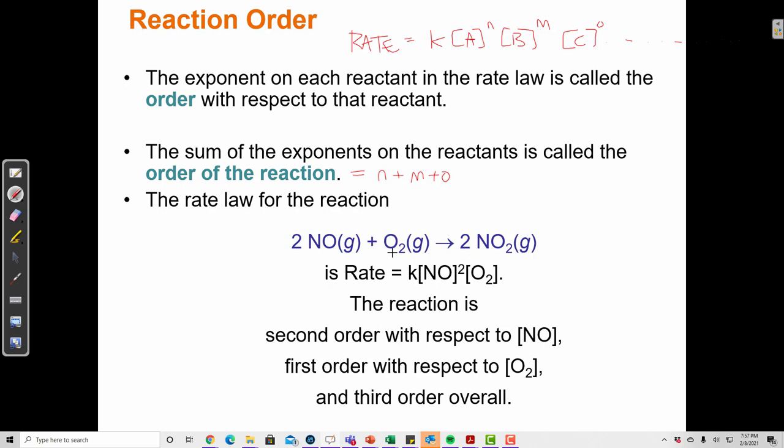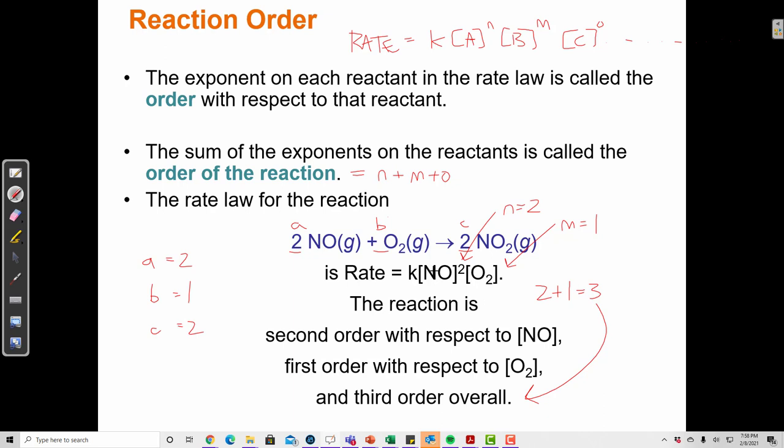2NO plus O2 makes 2NO2. The rate law is second order with respect to NO, and it's first order with respect to O2. So in this case, n equals 2 and m equals 1. And the overall order is 2 plus 1 equals 3, third order overall. So this is little a, and this is little b, and this is little c, right? So little a equals 2, little b equals 1, and little c equals 2.